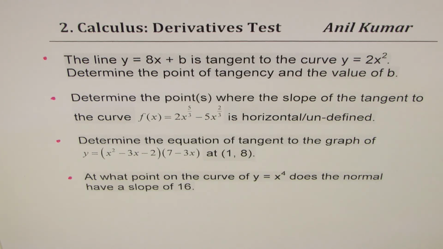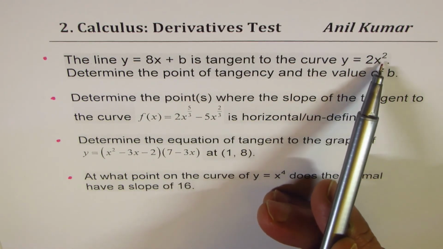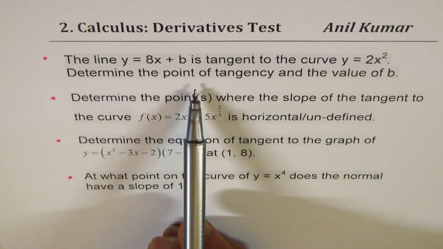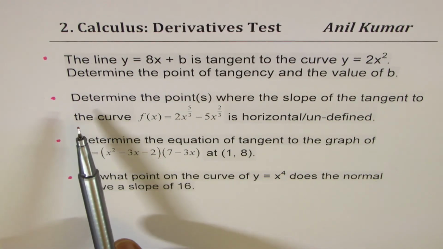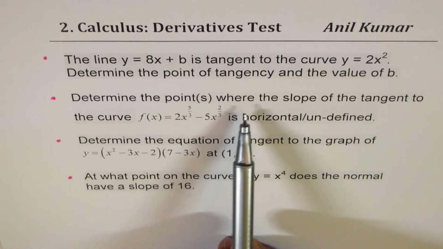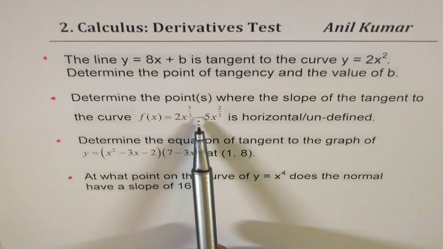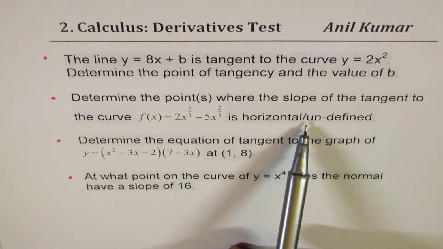Question number 1. The line y equals 8x plus b is tangent to the curve y equals 2x squared. Determine the point of tangency and the value of b. Second question is, determine the points where slope of the tangent to the given curve is horizontal and or undefined.